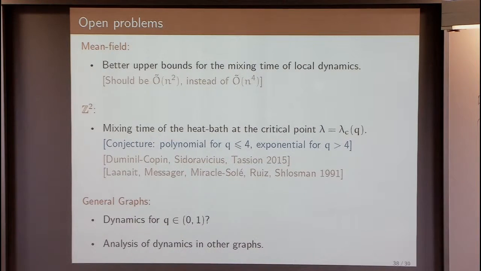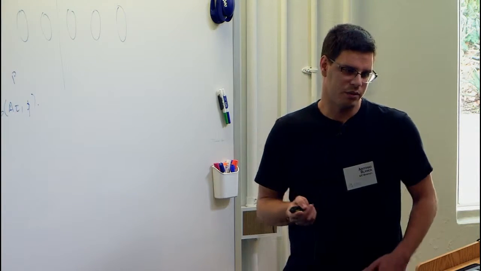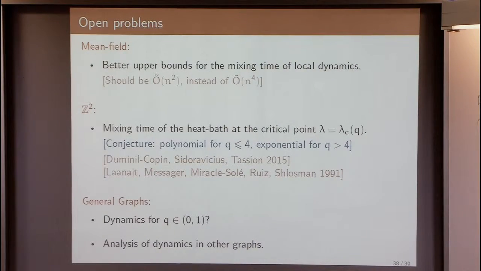And at q equals 2 it is known, right? At q equals 2 it is known for the Ising model. Yeah, but that's the heat bath for the Ising model. It's not known for q equals 2 for the random cluster model, but the understanding of the q equals 2 case is much better.